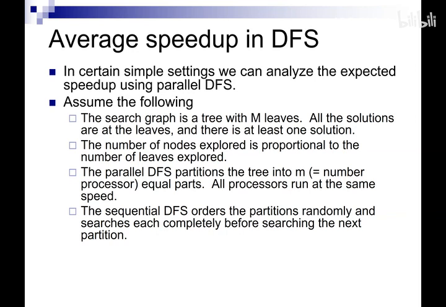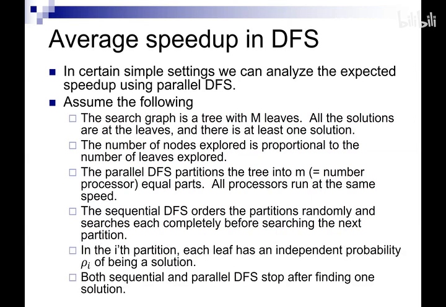Whereas the sequential DFS algorithm still has these partitions, but it's going to order them randomly. It takes a random order on these m partitions, and then it completely searches 1 partition before it starts searching in the next partition.